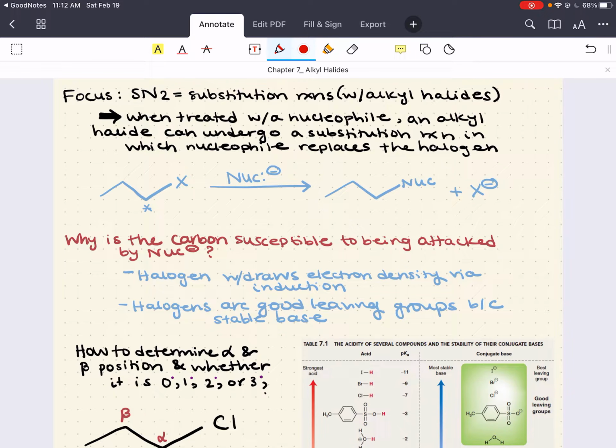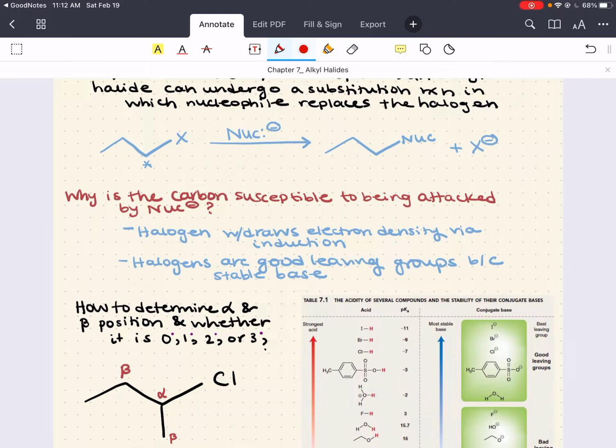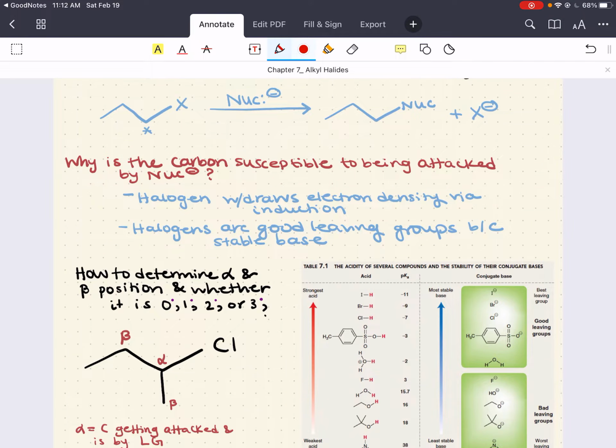Now on to SN2 reactions. I want to start by giving you a thesis statement for our discussion today. When treated with a nucleophile, an alkyl halide can undergo a substitution reaction in which the nucleophile replaces the halogen. We're going to break this statement down into several pieces and build a profile for SN2 reactions like you saw in the SN2 box in the previous page. But before we dive into this thesis statement, there are 2 questions that we need to ask and answer.